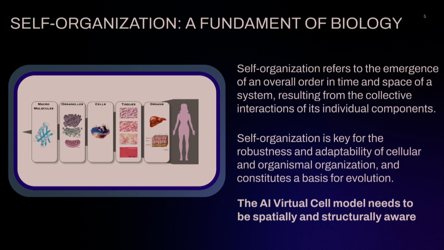But then there's another angle that people in this space often tend to forget about that I think is very important. And it's the principle of self-organization. Self-organization refers to the emergence of an overall order in time and space of a system, resulting from the collective interactions of its individual components. So if we think of a human, for example, or any organism, we humans have organs with specialized functions. These organs, in turn, are built up by tissues with specialized functions. These tissues are built up by different cell types that interact in a specific way to provide these specialized functions.